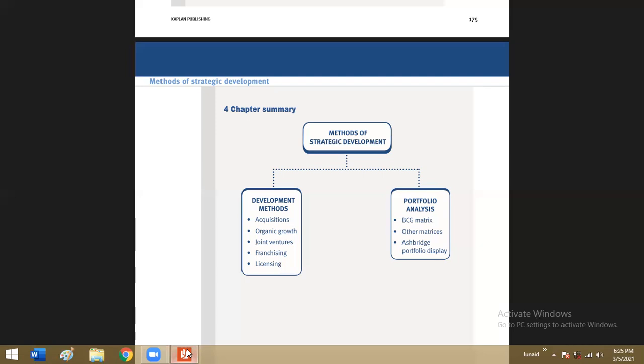Organic growth means you believe in yourself, you grow organically step by step, rather than going for mergers or acquisitions. Joint ventures mean you are combining the effort of two organizations, and ultimately you go for the achievement of that goal. Interests are the same, resources are the same, costs are the same, risks are the same for both organizations. Franchising is basically you are taking the name of that brand, you are using that brand name, and you get the benefit of it.